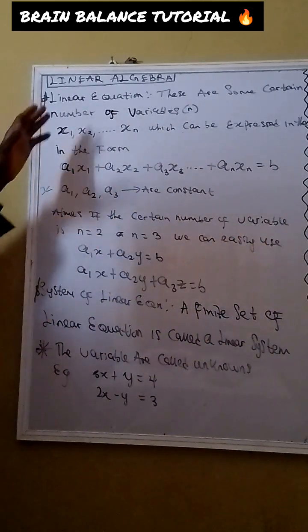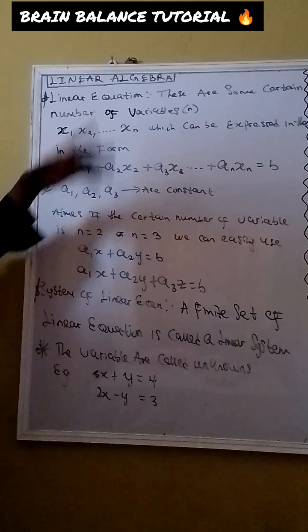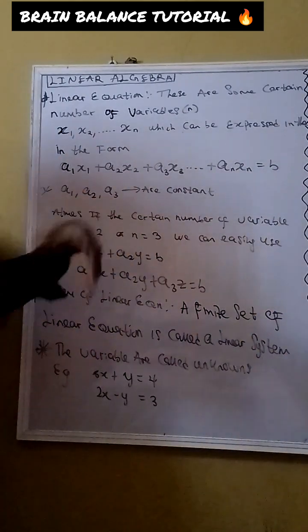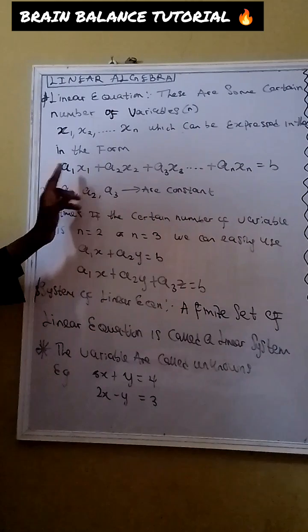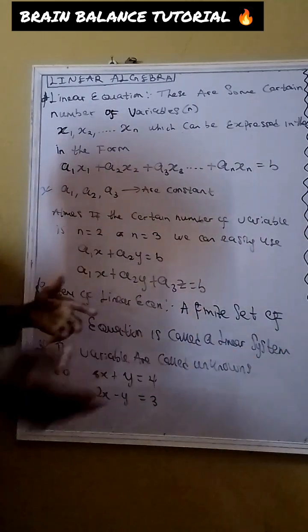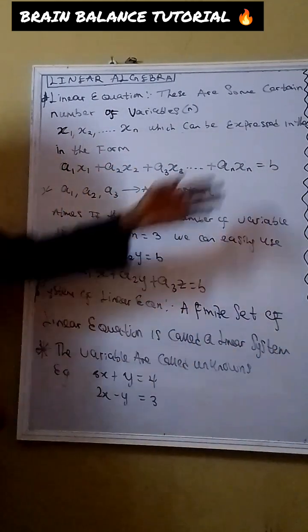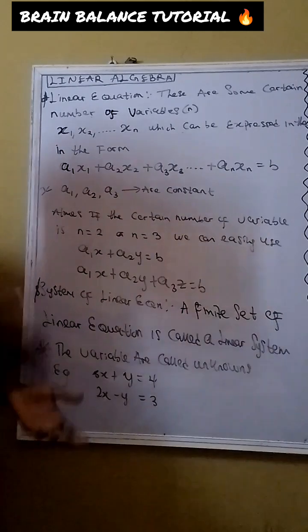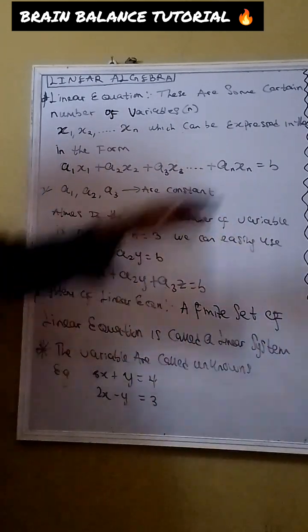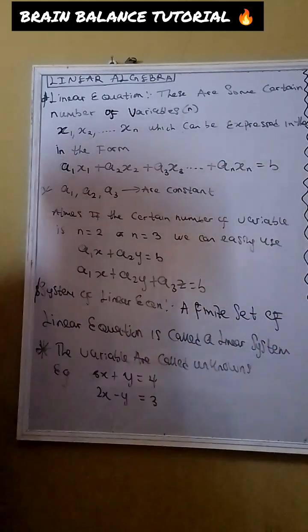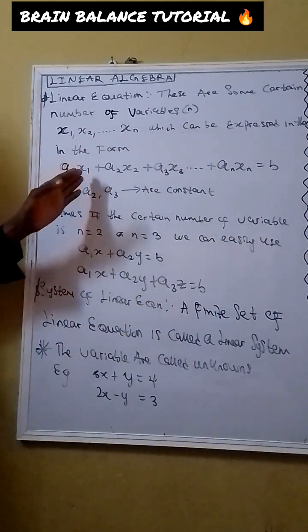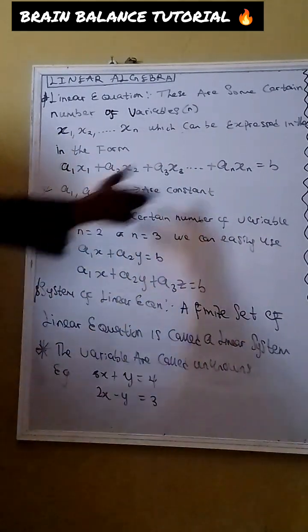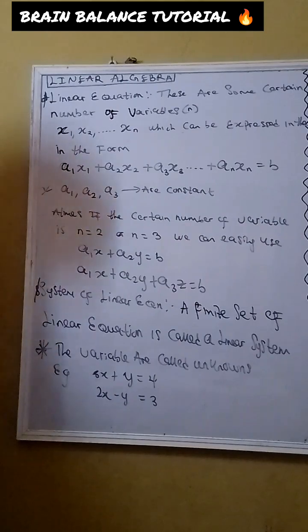Now, linear equation has a certain number of variables, that's x1, x2 up to xn, which can be expressed in the form a1x1 plus a2x2 plus a3x3 and so on, up to a certain number of terms, which is equal to a certain solution, b. Now this a1, a2, a3, beside the variables, they are called constants, which we are all used to.